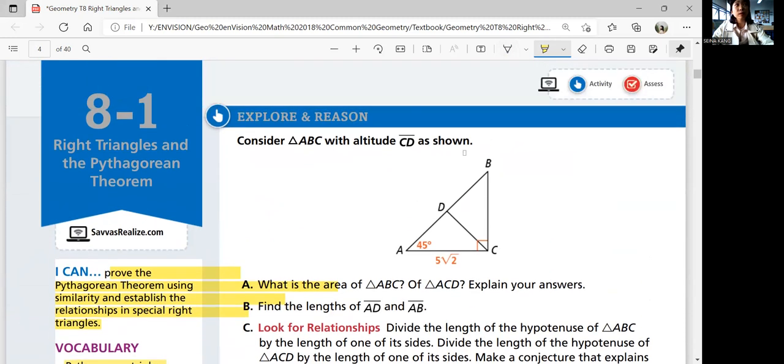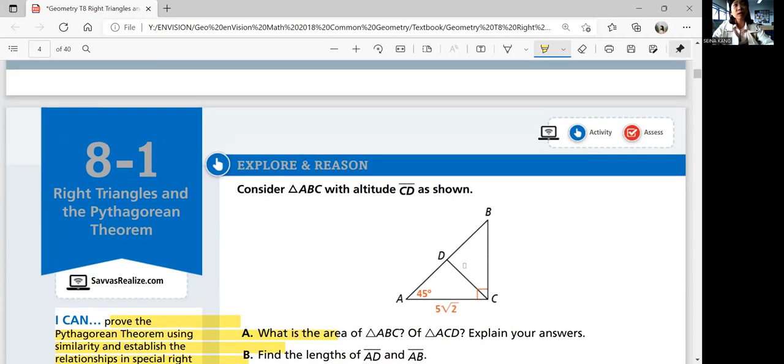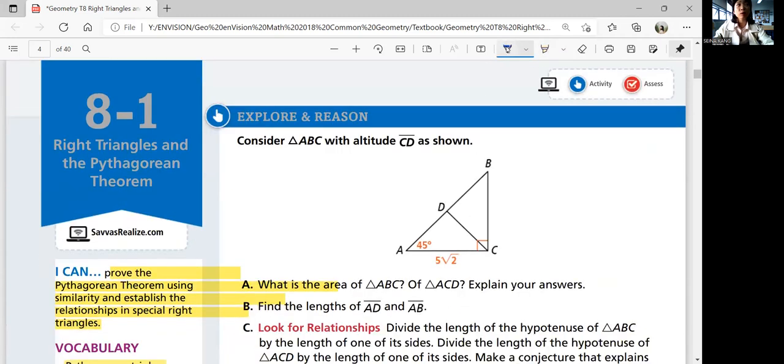Let's look at explore and reason. Consider triangle ABC with altitude CD as shown. That's the altitude, which means it's perpendicular to the side AB. And so we know that the triangles formed from the altitude would be right triangles, right? So part A, what is the area of triangle ABC? What about triangle ACD? Explain your answers.